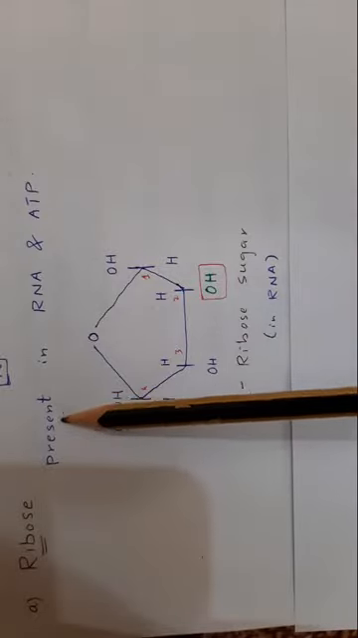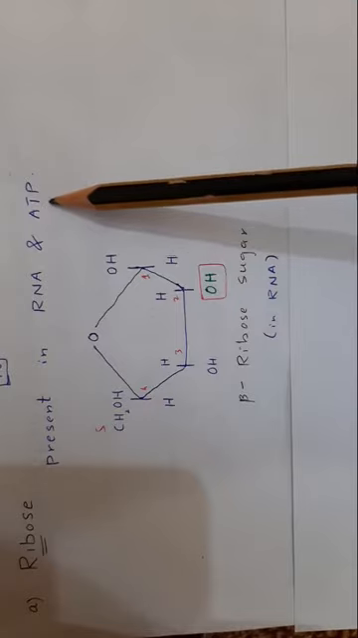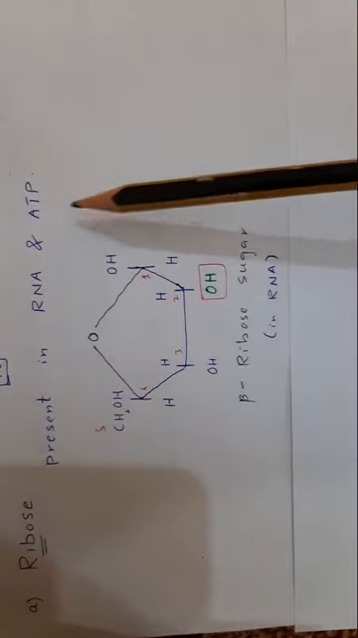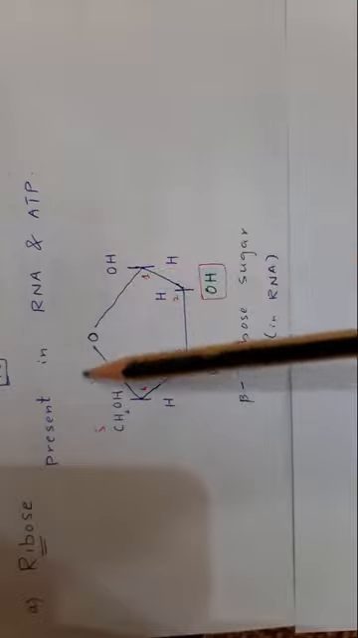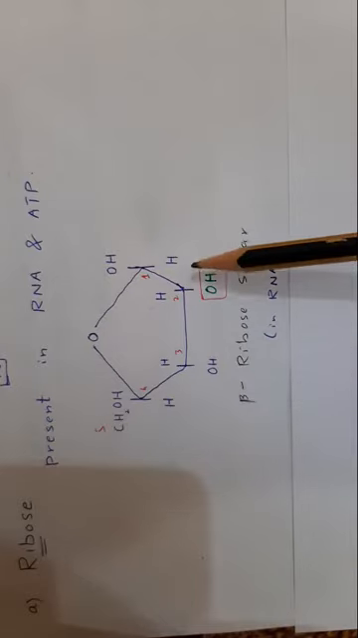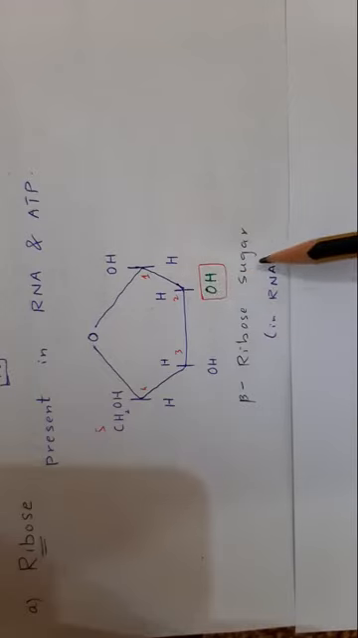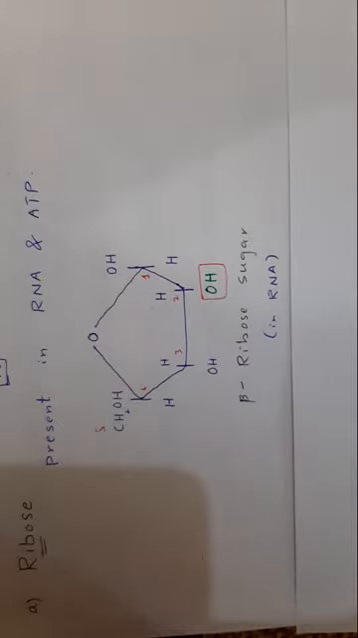Ribose is present in RNA and ATP, that is adenosine triphosphate, the energy currency of the living cell. This is the structure of ribose sugar. It has 5 carbons, 1, 2, 3, 4, and the 5th carbon is out of the ring. Note that the ribose sugar contains a hydroxyl group attached to carbon number 2 below the ring. This is ribose sugar, which is found in RNA and ATP.